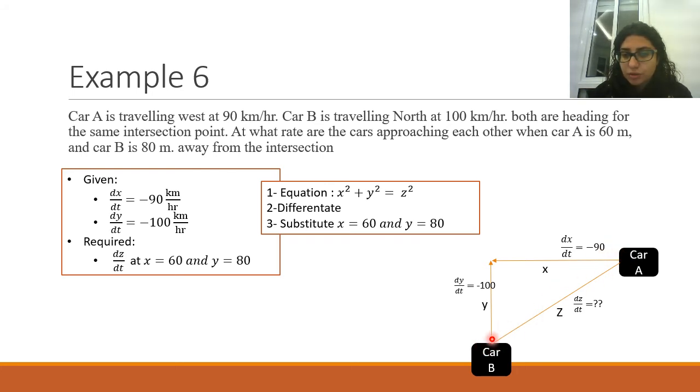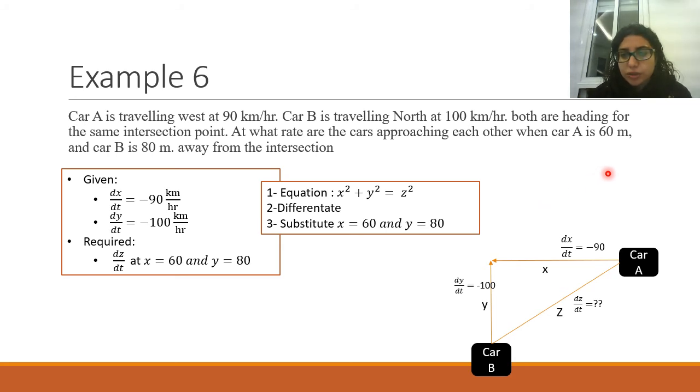This distance between the two cars, I gave it z. So he's asking about the rate of z, so dz by dt, when car A is 60, so x equals 60, and car B is 80, so y equals 80. So I put my givens, the two rates of change of x and y, and the required dz by dt. I can say that the relationship could be Pythagoras: x squared plus y squared equals z squared.